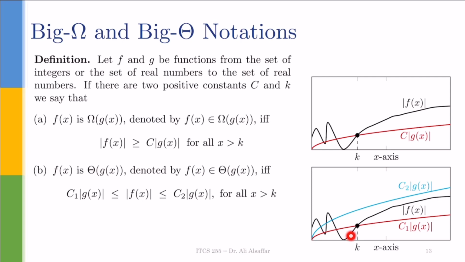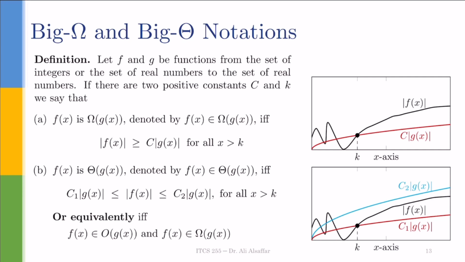Graphically, this is how we can represent big theta. As you notice, in the middle we have f of x. It is bounded between c2 g of x and c1 g of x. So c2 g of x is an upper bound of f of x, and c1 g of x is a lower bound for f of x. It is bounded between these two functions. When x goes to infinity, it will never grow faster than c2 g of x, and it will never grow slower than c1 g of x.